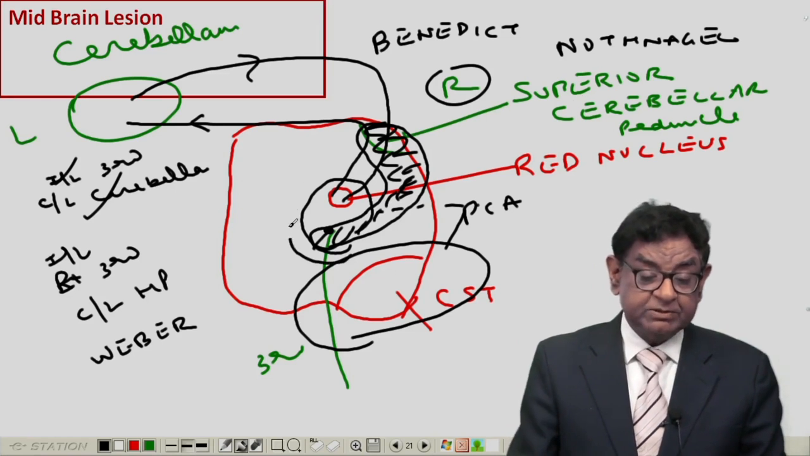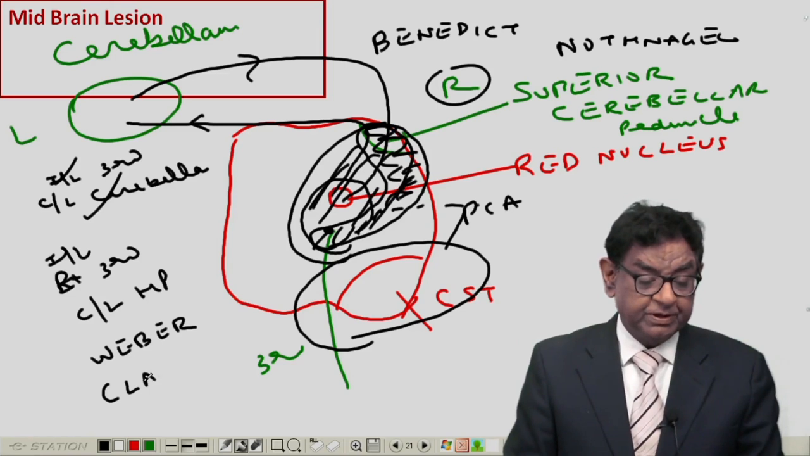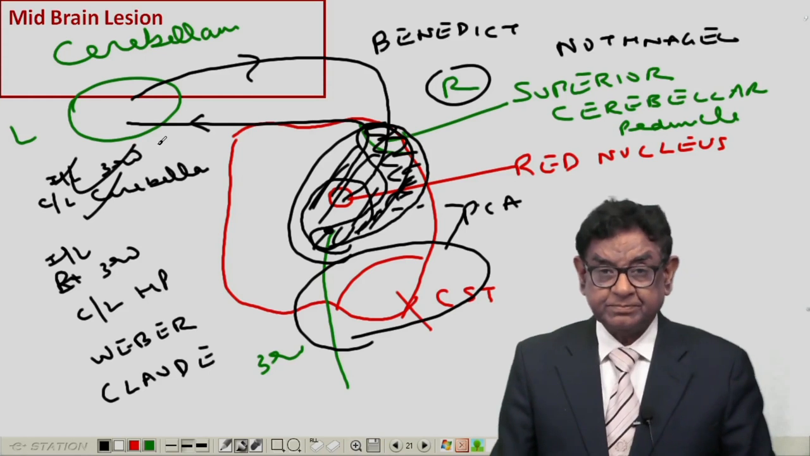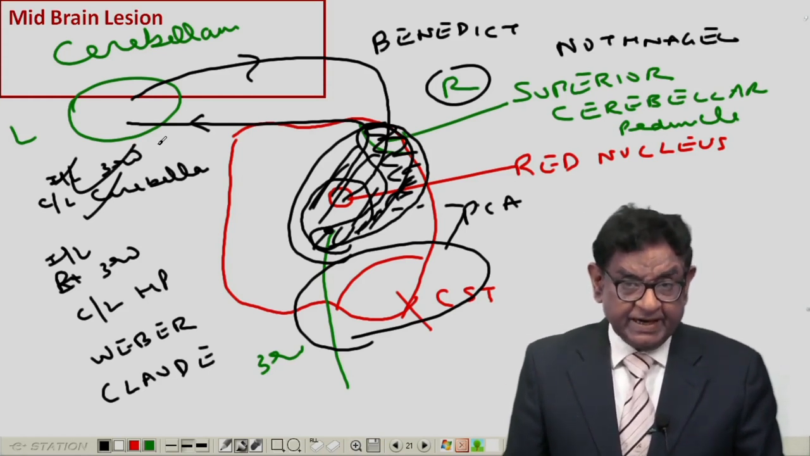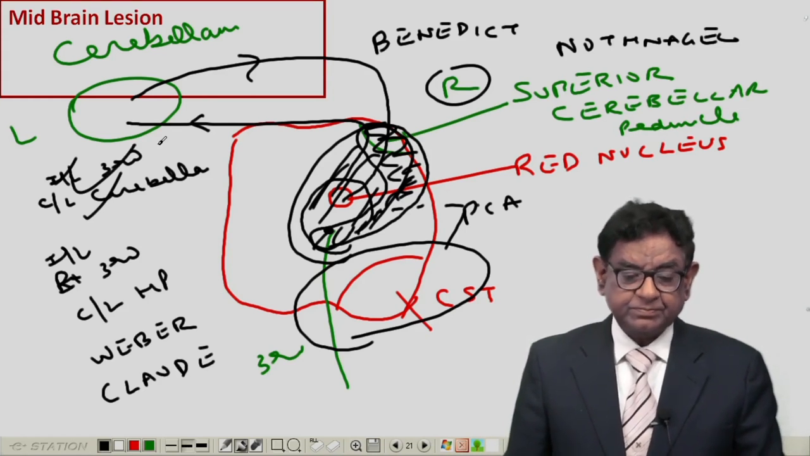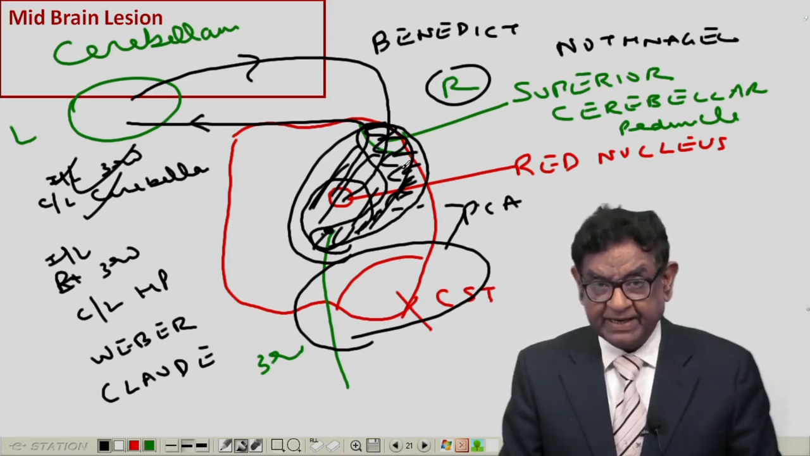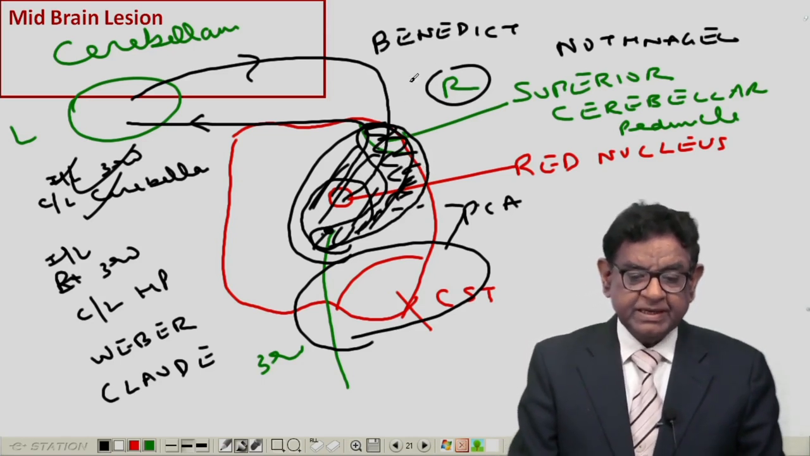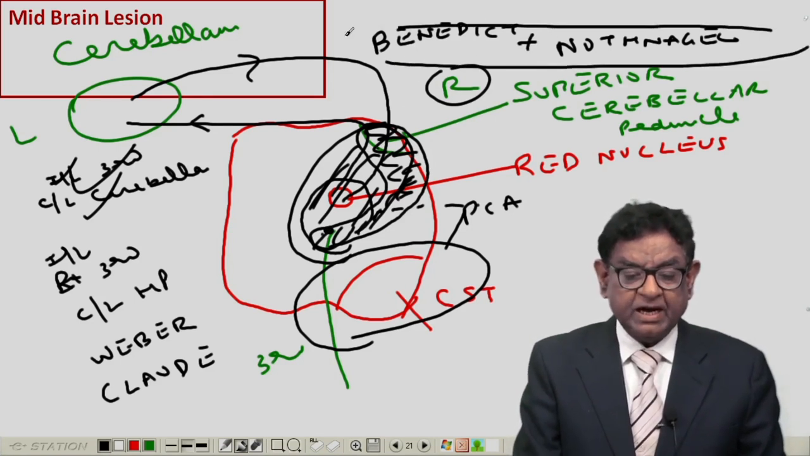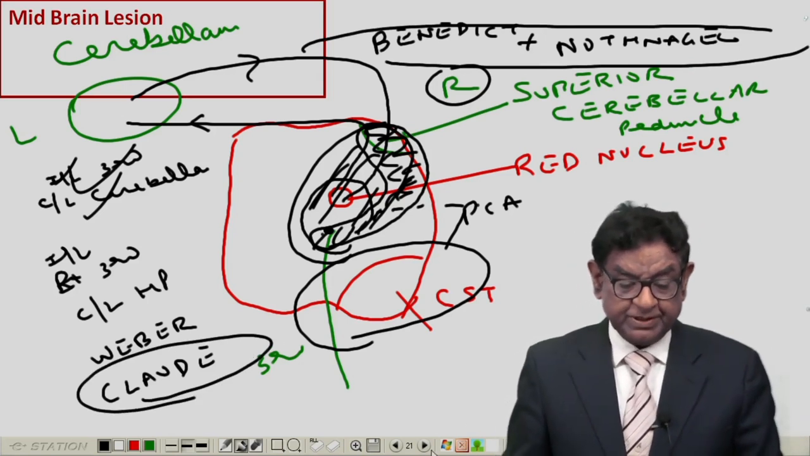At this time, these all are involved. And this is known as Claude syndrome. Artery involved same, clinically also same. The only difference is in anatomy. In Claude syndrome, the red nucleus, third nerve nucleus, and superior cerebellar peduncle all are involved. Or in a nutshell, we can say Benedict syndrome and Nothnagel syndrome together are known as Claude syndrome. So I hope you have understood it.